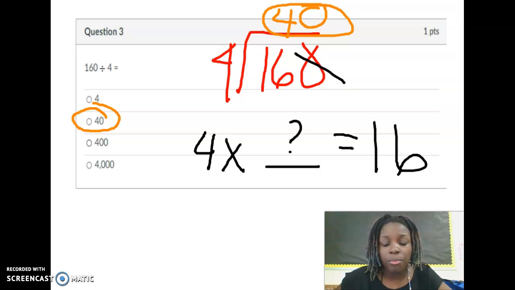All right, you guys. So we worked on dividing with the 0 at the end today. And tomorrow we're going to just continue on with our division.